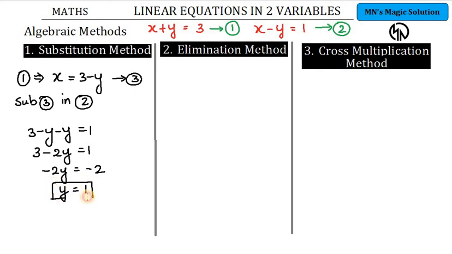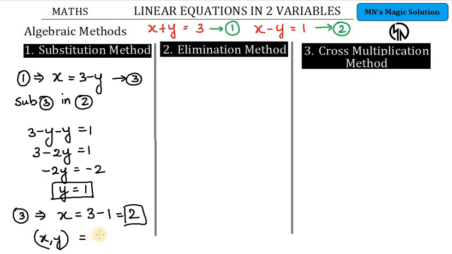So one of the values is y is equal to 1. How will you find x? Now substitute this value in equation 3. The third equation is x is equal to 3 minus y. 3 minus y is 1, so x is 2. So the solution x comma y is equal to 2 comma 1. So the solution for these two given equations is 2 comma 1 by substitution method.